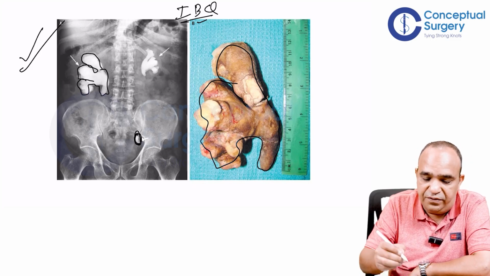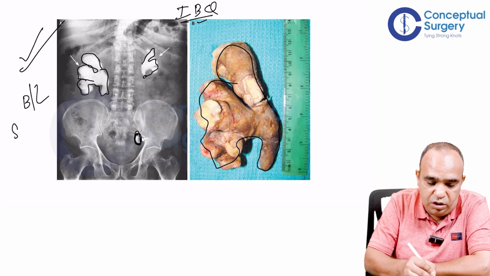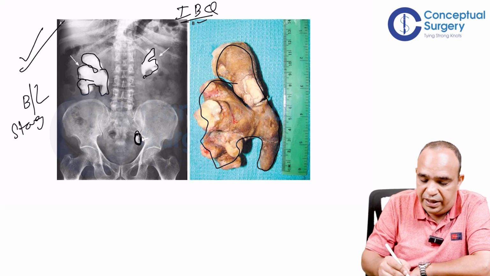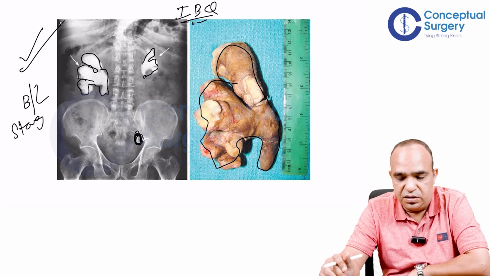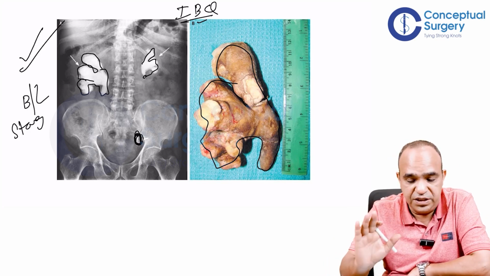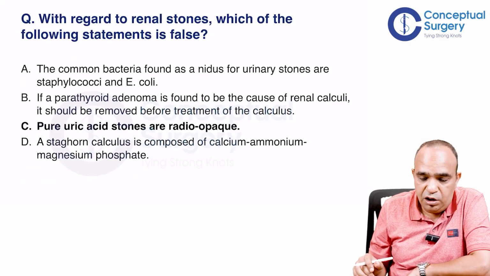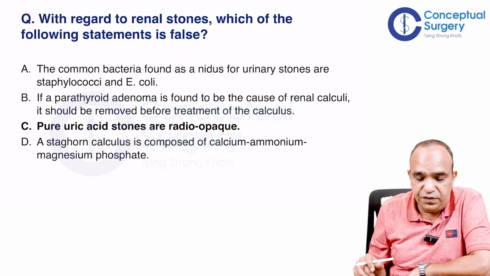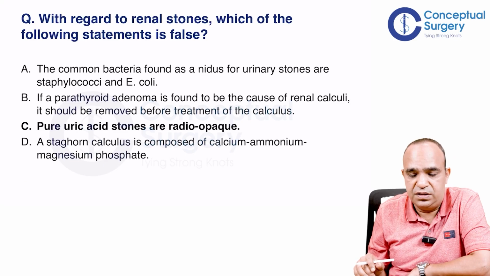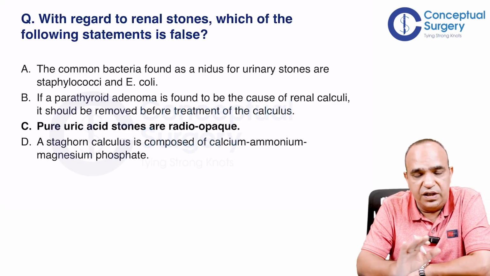Another stone in the left ureter, and this is bilateral staghorn calculus and left lower ureteric calculus also. So these are the total findings. So image based question, very, very important. Okay. Now with regard to renal stones, which of the following statements is false? We have to look for the false. We have already seen most of the characteristics.